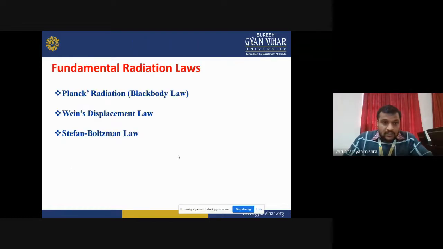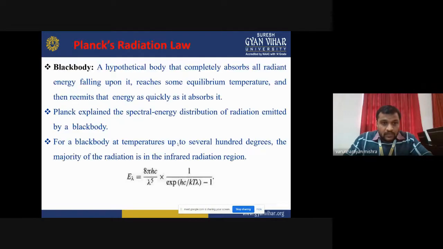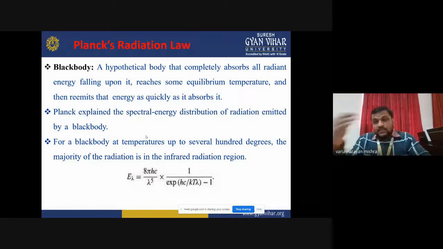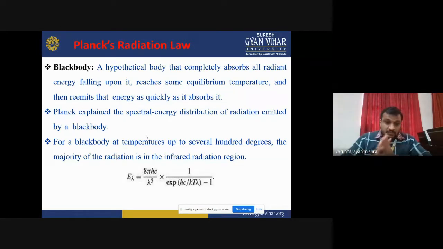Okay, these are the fundamental radiation laws: Planck's law, which is already discussed with you, the black body law, Wien's displacement law, and Stefan-Boltzmann law. So a black body is a hypothetical body that completely absorbs all the radiation, and black body radiation is explained by Planck. He explained the distribution of the spectral response and energy level of the radiation emitted by the black body. This is the equation written here.